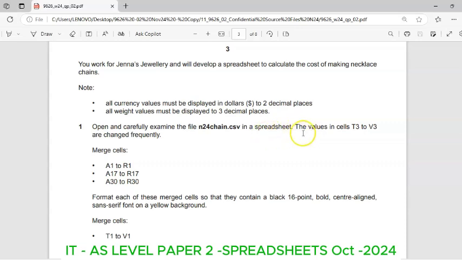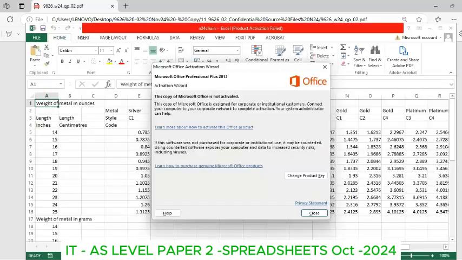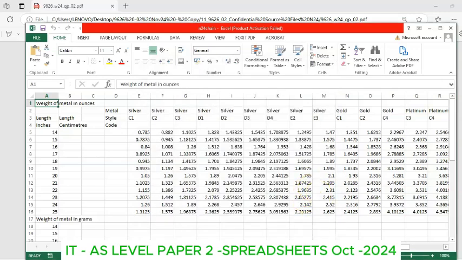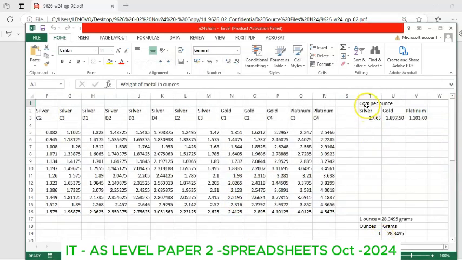Some of the tasks that need to be done to this file: the values in cells T3 to V3 are changed frequently. The values they are referring to here are the values for silver, gold, and platinum.